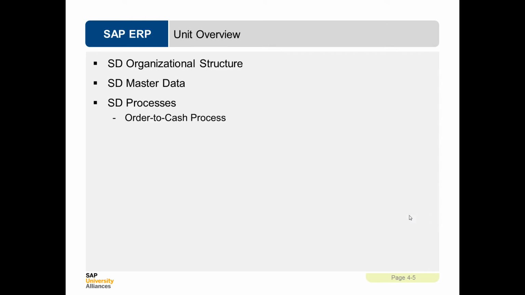Now, all of the discussions that we have for the various processes in SAP are going to be organized in a similar manner. We're going to start off by talking about the organizational data or the filing system that we're going to use to capture the data that's part of the transactions. We're going to look next at the master data that is used during the transactions. And then finally, we'll look at the detailed processes to see how the information flows through the system.